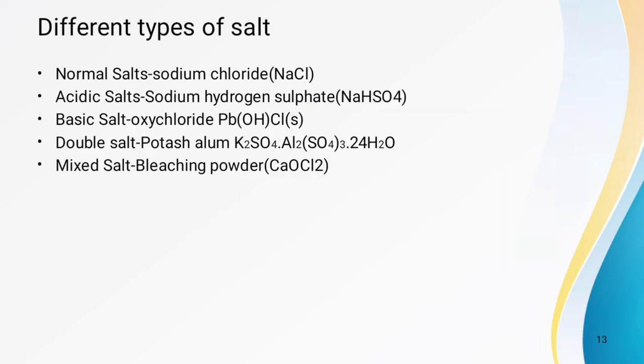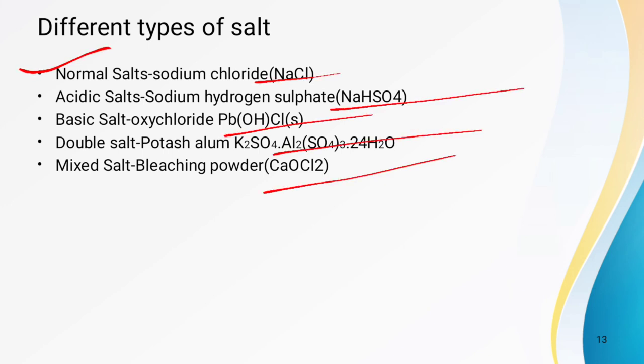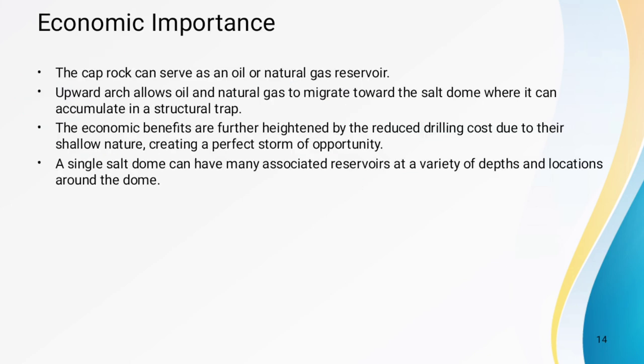What are the different salts present in this? Normal salt, NaCl, is present. These are the basic salts, double potash. These are all bleaching salts, normal salt, magnesium salt. These are the different types of salt present in salt domes. Next is why salt domes are economically important.